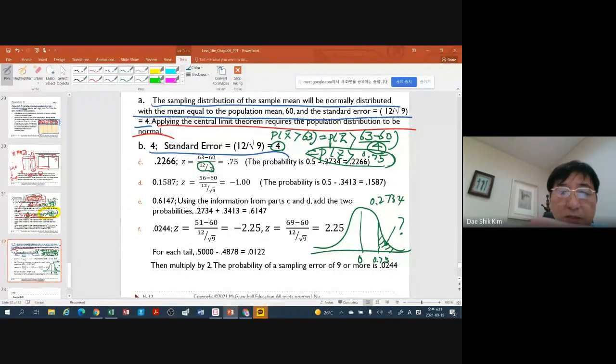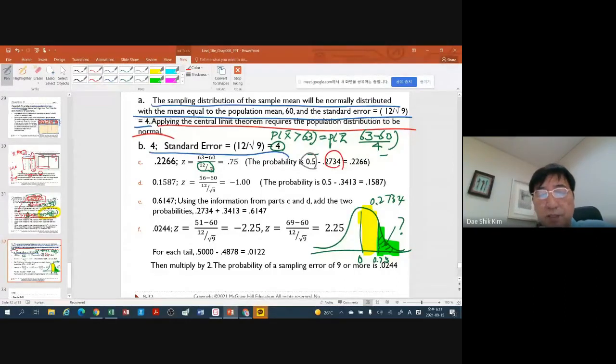0.2734. What does it mean? 0.2734 is this yellow line between 0 and the Z value. So the green area, this area, is 0.5. You see? 0.5. 0.5 minus this yellow area is 0.2266. I hope this is clear, it is very critical. If you do not use the correct standard deviation, your answer will be totally wrong.